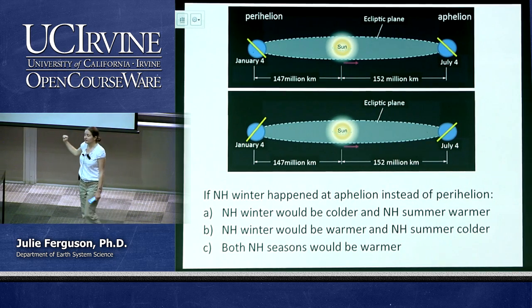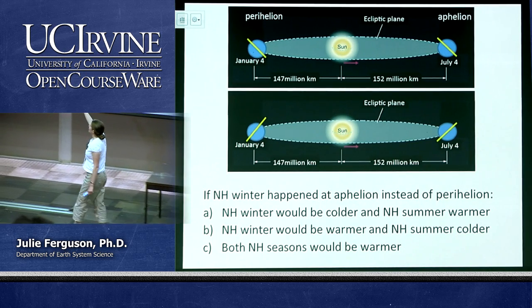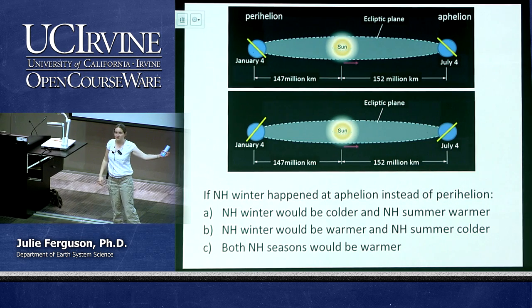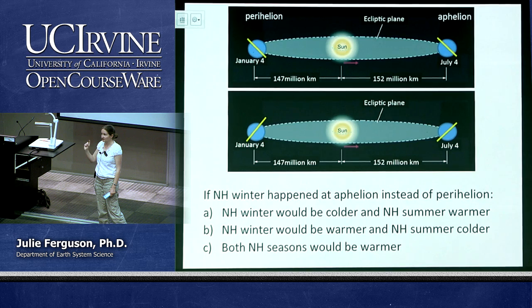So what would happen if we then switched, and instead we had summer at perihelion, when we're closest to the sun? So we've gone from having summer furthest away to summer closest. What will happen to our summer temperatures? They'll get warmer. Does that make more sense now for those 40%?